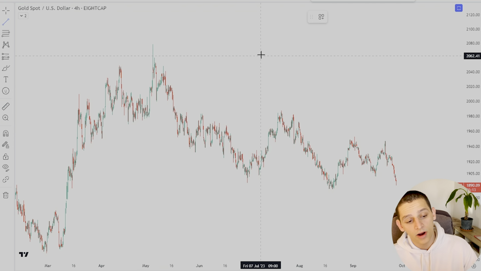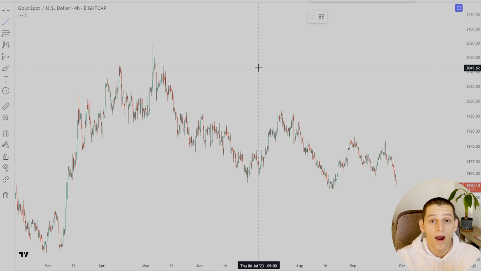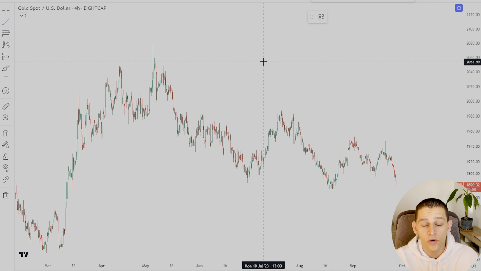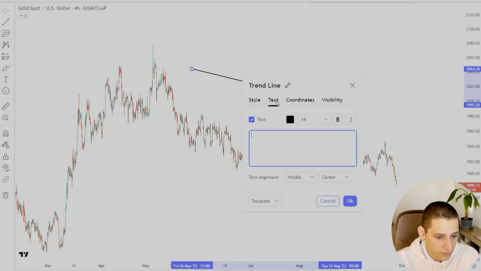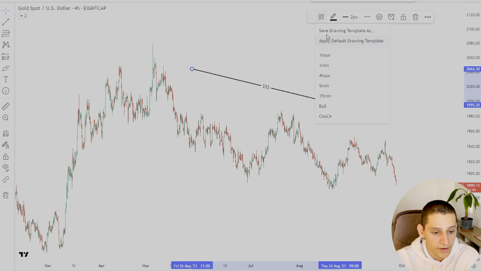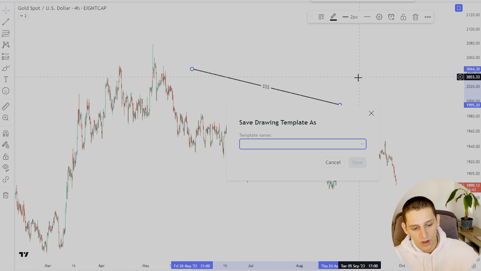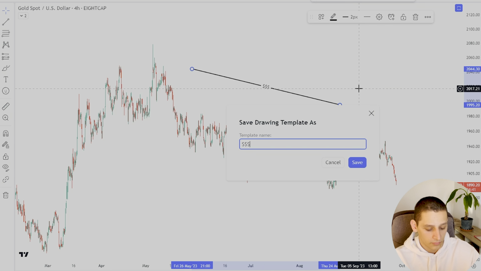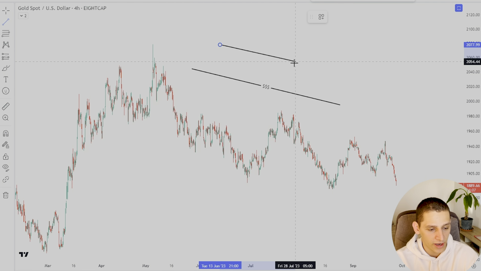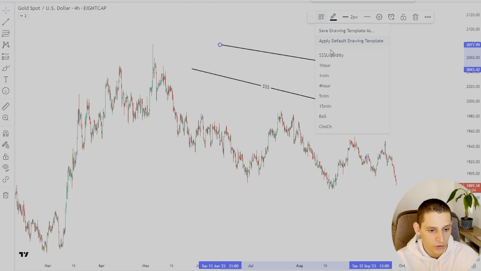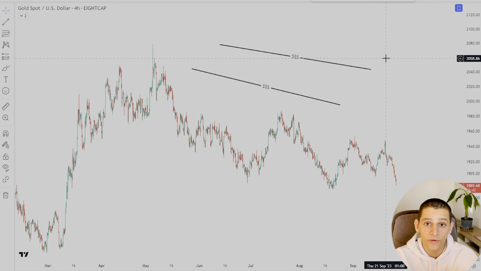Okay, we are now on my computer. I personally like to mark my areas of liquidity with $3 and a trend line. Get the trend line, then go to the settings and text, and just type $3. Middle, center. Okay, save this template. Save drawing template as. I like $3 or liquidity, and just press save. And then always when you take a trend line and go to templates, you have this liquidity. I recommend you to do it like me because it's just cool.